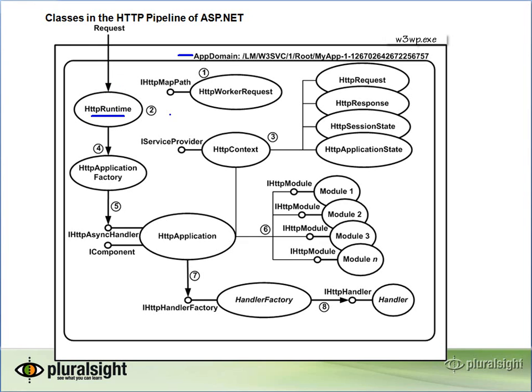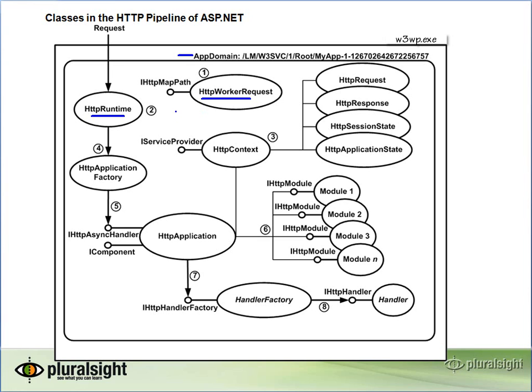But the runtime is going to prepare an instance of a class called HTTP worker request, which happens to implement this HTTP map path interface. And this will have all the details necessary about the request to continue processing it. So the idea is it creates this lower level object that contains all the information needed to process the worker request, and begins handing it down the pipeline.